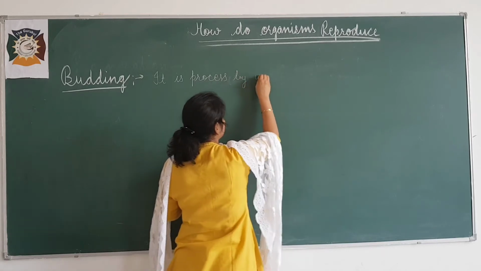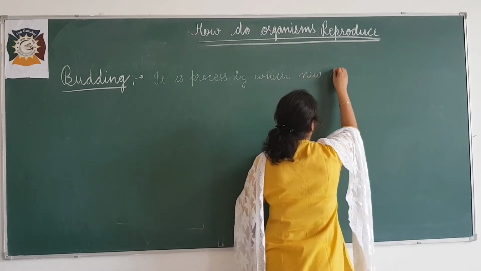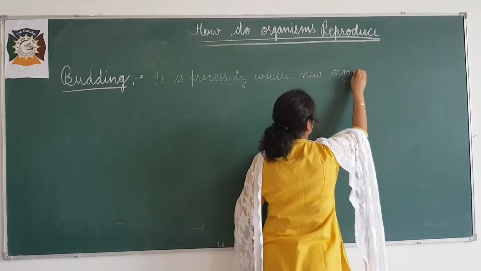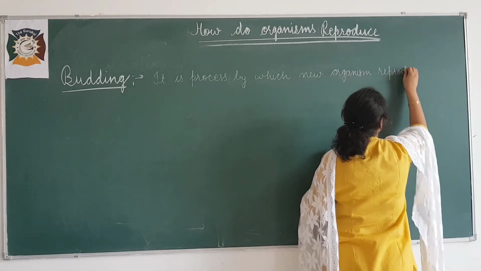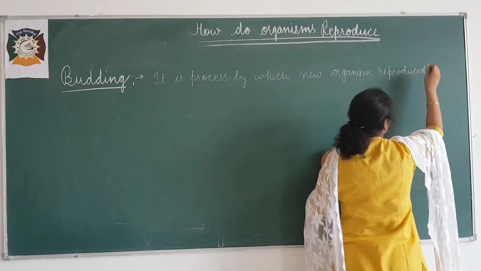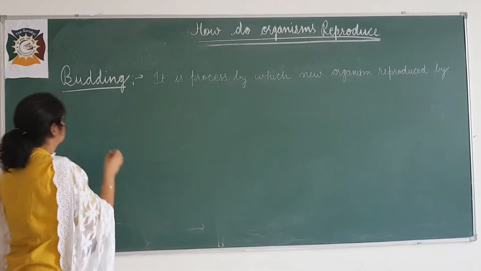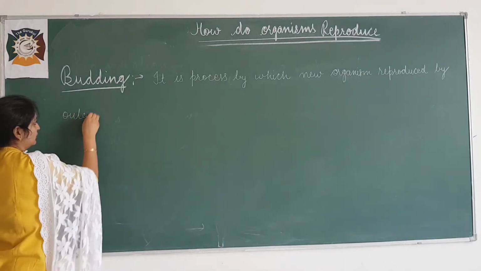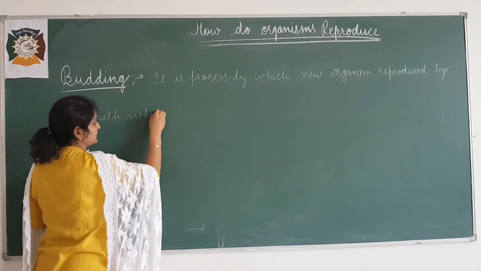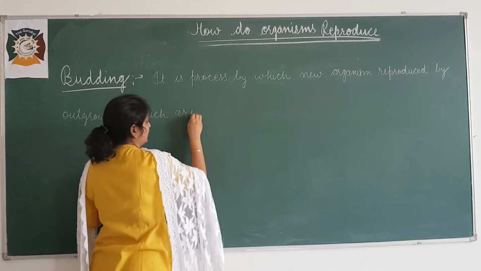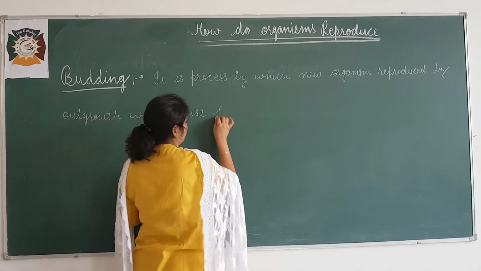It is the process by which a new organism is reproduced by outgrowth which arises from the parent body.